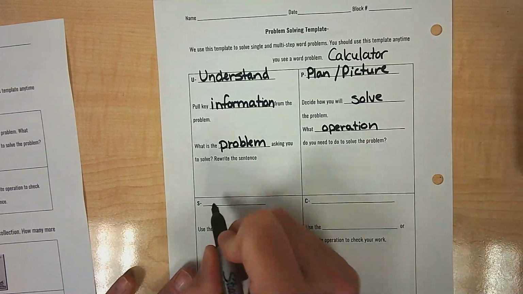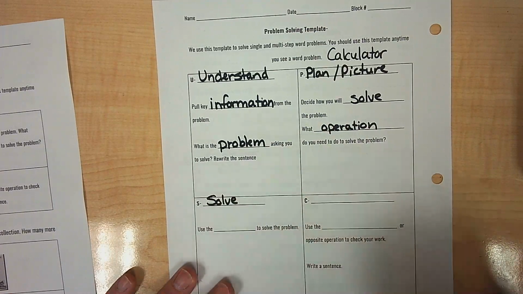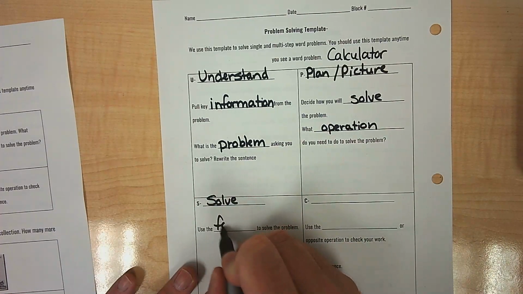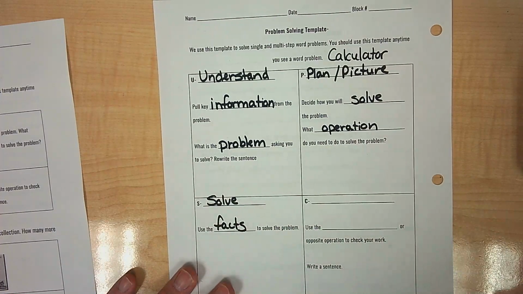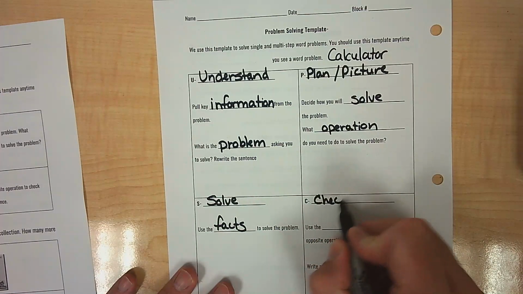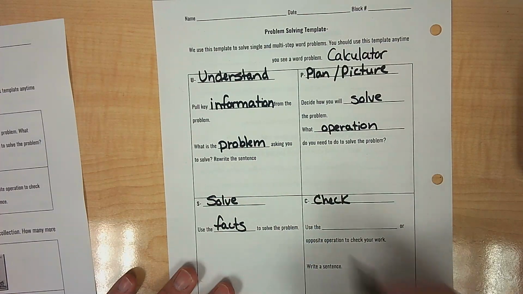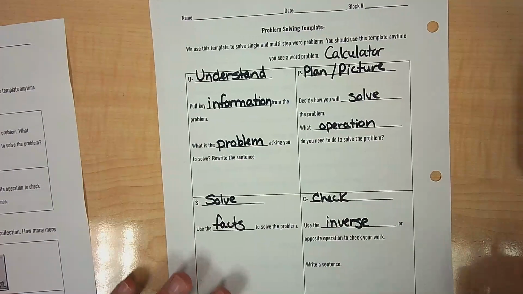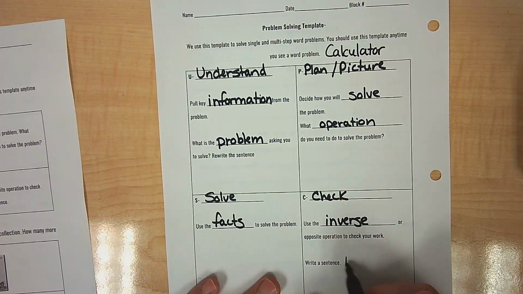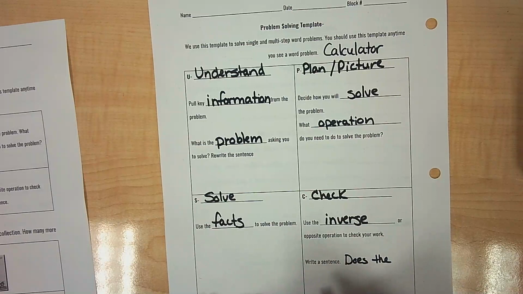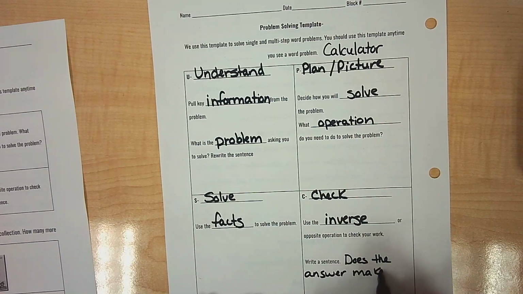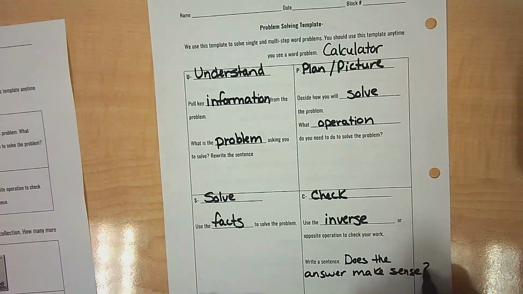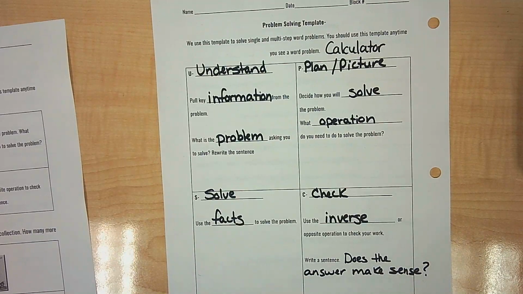Then, of course, we have S for solve. You use the facts to solve the problem. Then, of course, you check the problem. You use the inverse operation to check. Then you write a sentence. Does the answer make sense? Why write something if the answer doesn't make sense?